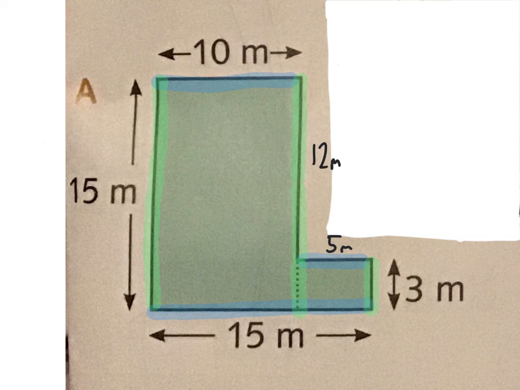Again, add it up whichever way you like, whichever way you find easiest. I'm going to double my 15s there, so that's 30. Add the 10 is 40. The 5 and 3 make 8, so that's 48, and if I add 12 onto 48 I get 60, so I know the answer to that is 60 meters.